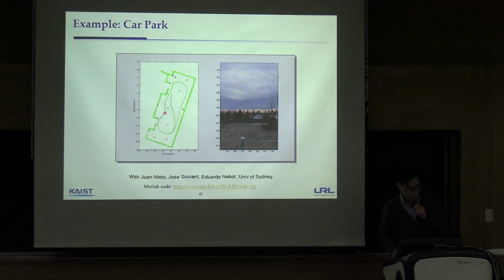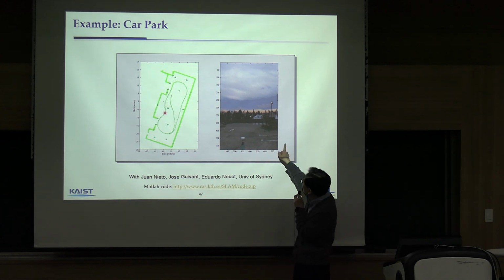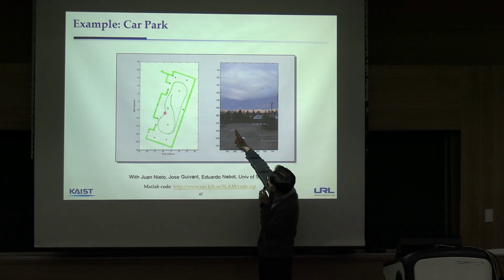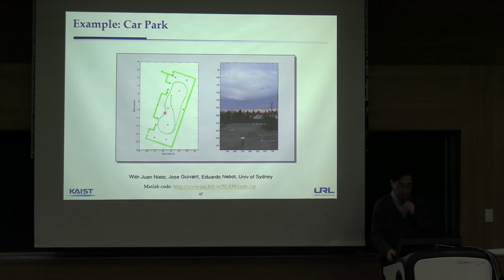So this is the example. This is the car park environment. This is the parking lot, and there is some kind of wall and some poles here. So poles will be detected, and they will be regarded as the features. So circles mean the pole locations. So they are detected, and also there are some walls, as you can see. So this is the environment.